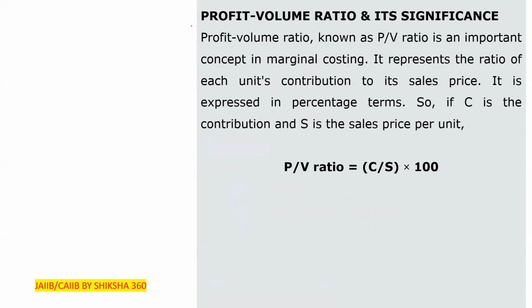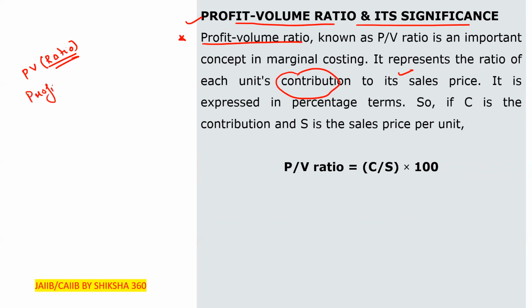Now we have to check out the profit volume ratio and its significance. PV ratio, very, very important. So here the profit volume ratio, also known as the PV ratio, is a very important concept in marginal costing. What it tells is the ratio of each unit contribution to its sales price. Profit here basically is the contribution.